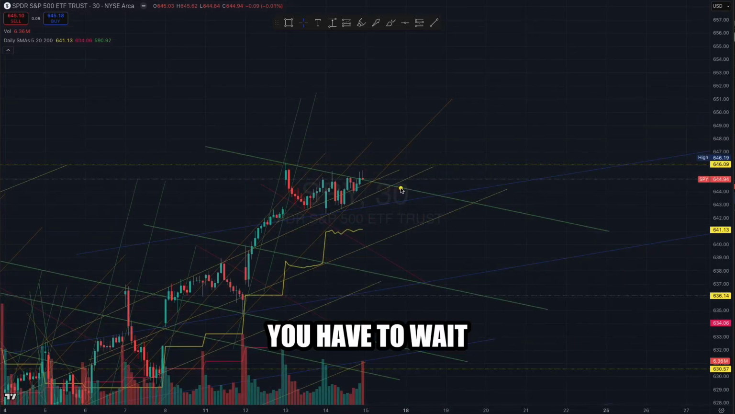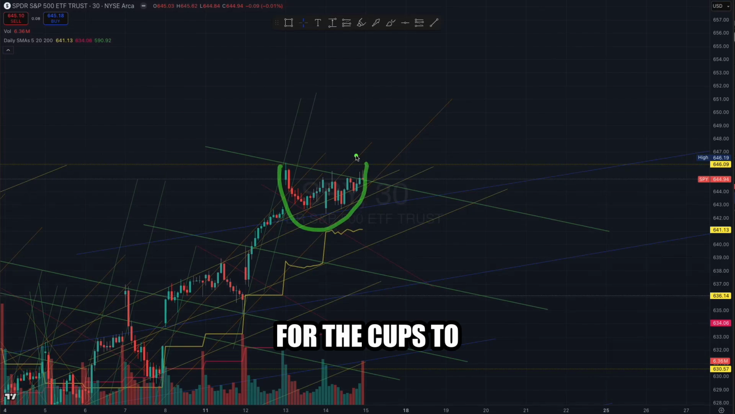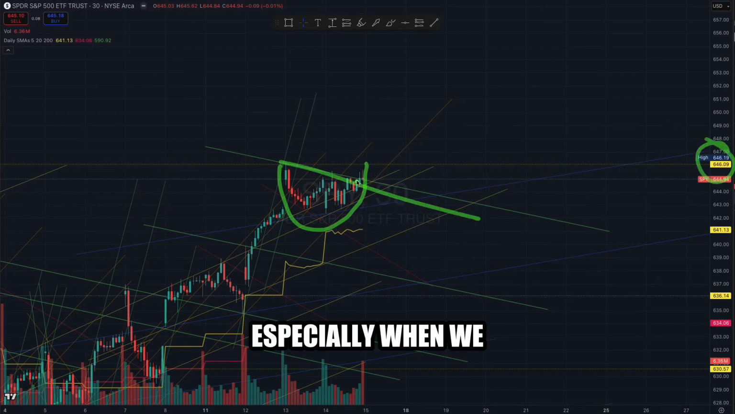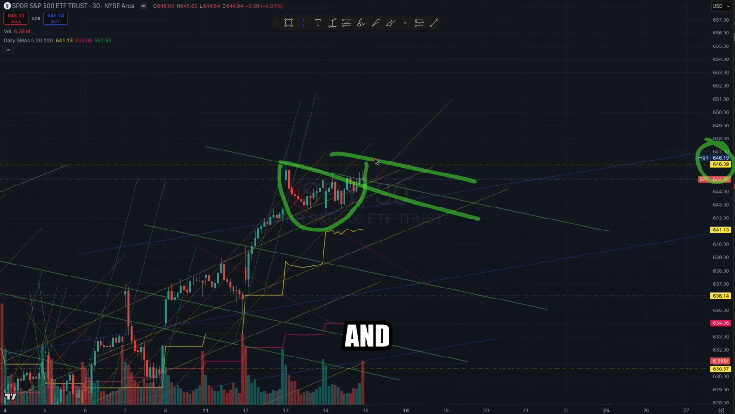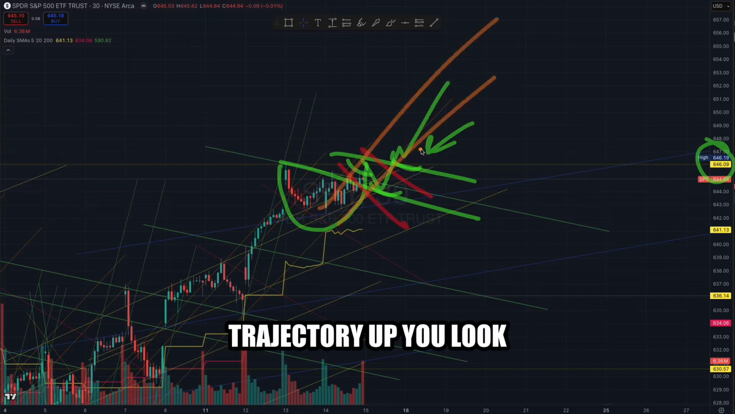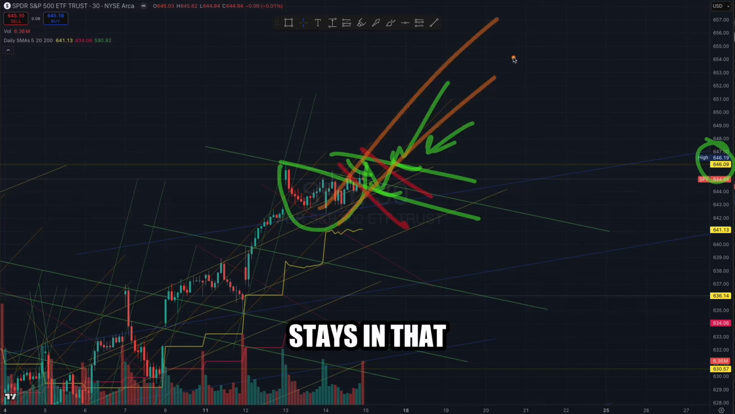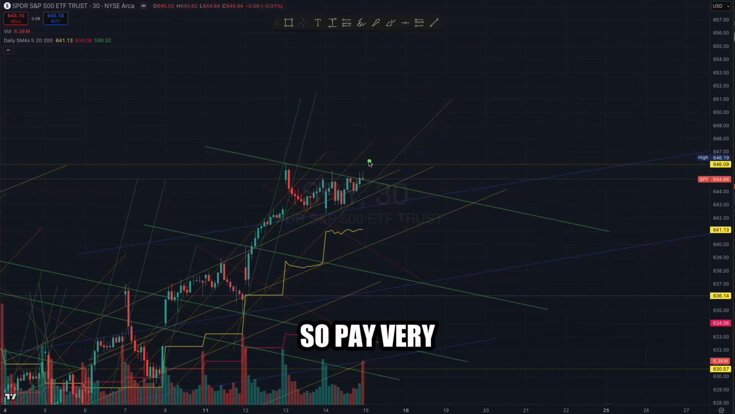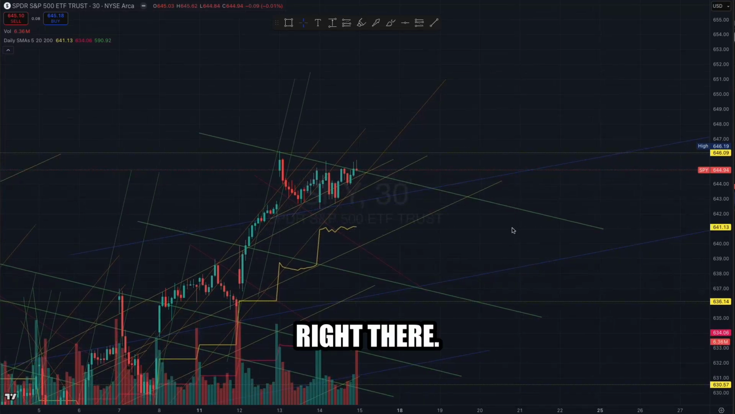And remember, I mentioned you have to wait for the cups to start closing here, especially when we're near to the top, and wait for a microstructure before it starts pushing out. Now, in its trajectory up, you look out for whether it stays in that orange or a stronger green right there. So pay very close attention to these key levels right there.